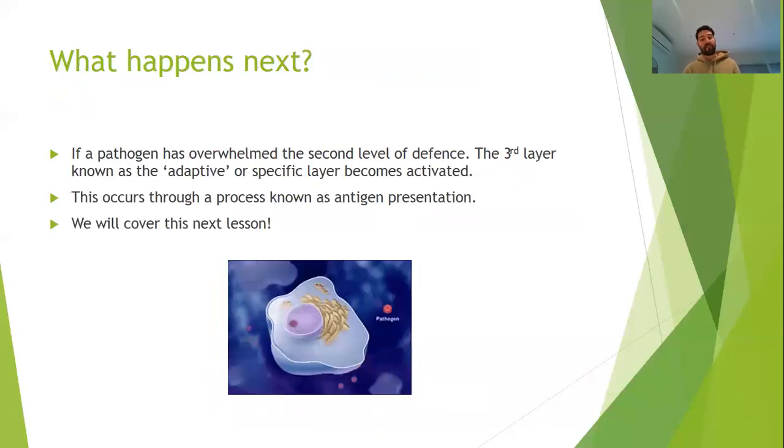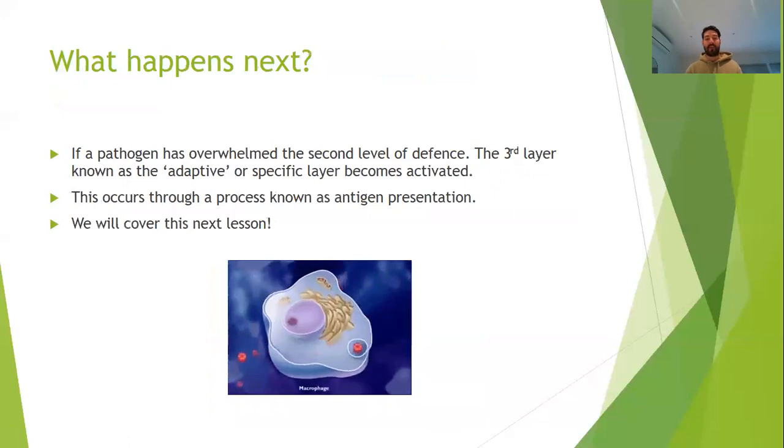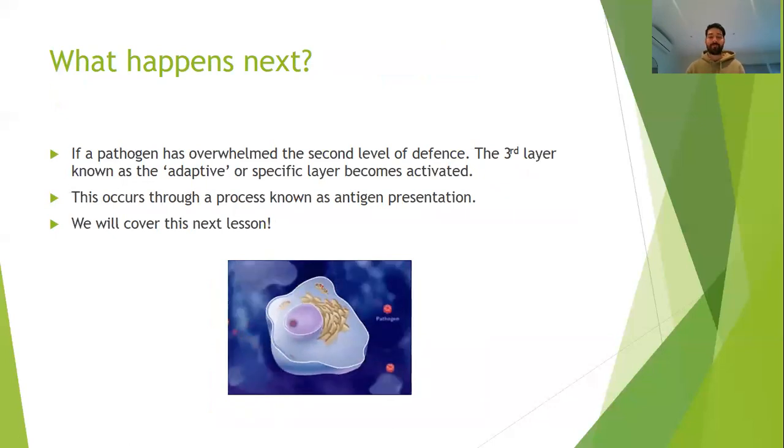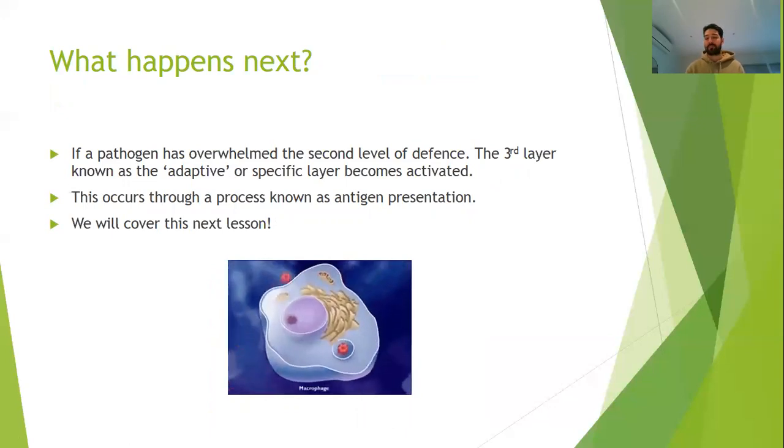So if the first level is broken and a barrier is broken, and then the second level is broken, that's when we start to head to that much more specific and adaptive immune system. We're going to call that the third layer. Now, in between the second and the third, there's a little process called antigen presentation. That's what our next video is going to be about, but we'll cover that over the next few videos as well.